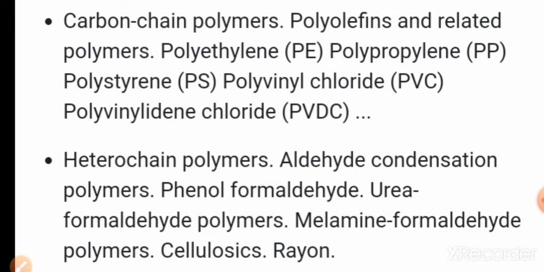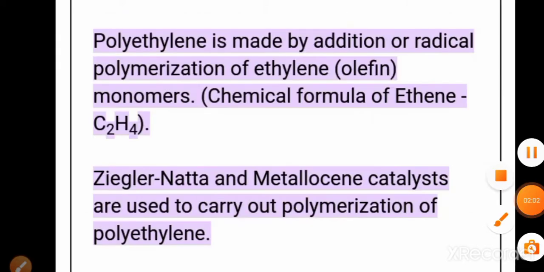There are some polymers which contain heteroatoms in their carbon skeleton, like aldehyde condensation polymers, phenol formaldehyde polymer, urea formaldehyde polymer, melamine formaldehyde polymer, cellulosics and rayon. These are the heterochain commercial polymers. They are very useful in our daily life for commercial purposes. In that, firstly, let us see the synthesis and applications of polyethylene.